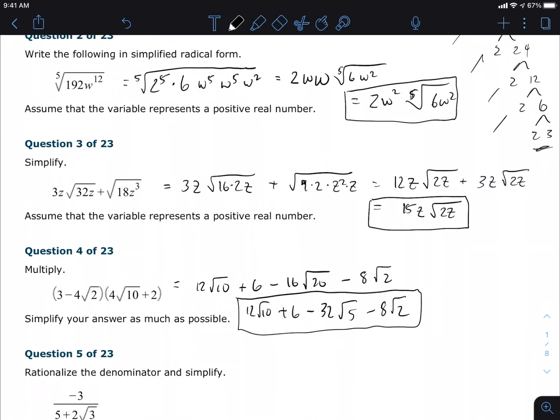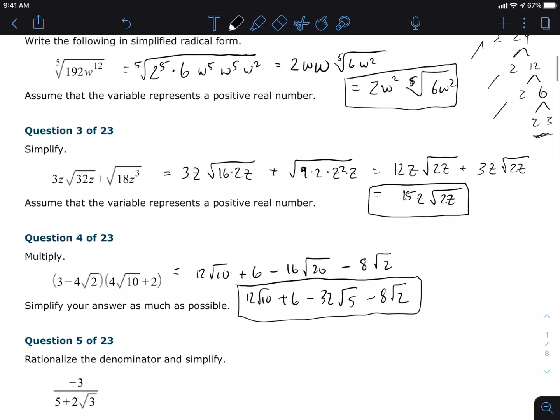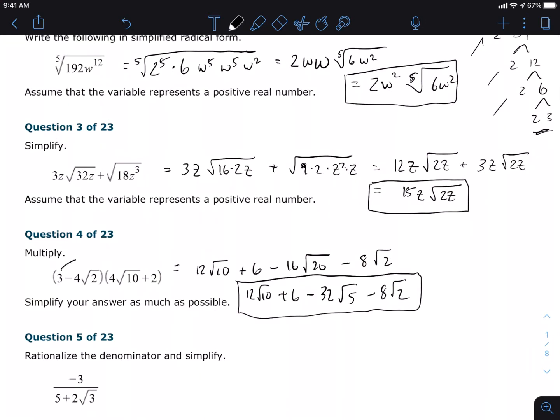Because the roots aren't the same, I can't combine anything. But the trick there is just to distribute. All I did was go 3 times the 4 and then 3 times the 2. Should write that better. Times the 2. And then went this way with that to be able to get those numbers.